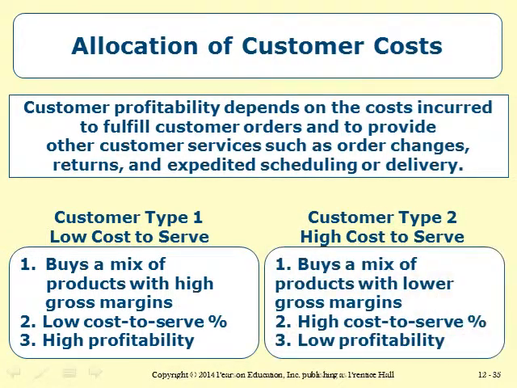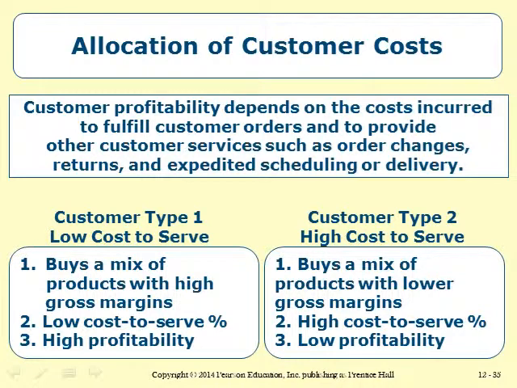So customer profitability depends on the cost incurred to fulfill customer orders and to provide other customer services such as order changes, returns, and expedited scheduling or delivery. So we look at customer type 1, we see that this customer, as an example, buys a mix of products that have high gross margins, yielding a high gross margin percentage of about 70%. Customer type 1 also has a low cost to serve percentage, which is cost to serve to sales revenue of about 30%. As a result, customer type 1 will have a high level of profitability. That's 70% gross margin minus the 30% cost to serve to get us to a 40% gross margin.